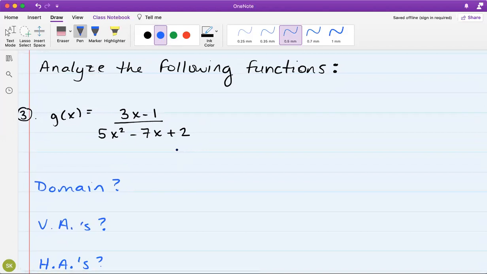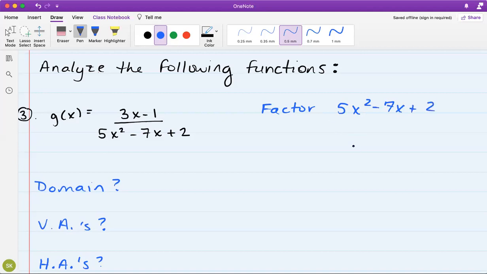Okay, so starting with the domain, remember that the domain is all the numbers that we can put into this function. And when we have a fraction like this ratio, the only time we have an issue with the domain is when we divide by 0. So when I ask you for the domain, what I'm really asking you to do is to find all the values that you can't plug into the denominator and take those out. So what we need to do is we need to factor 5x squared minus 7x plus 2.